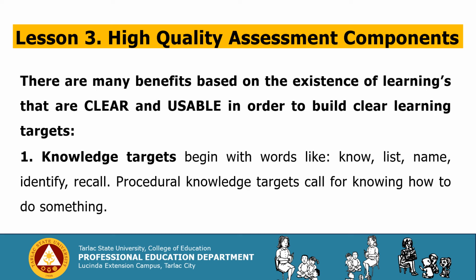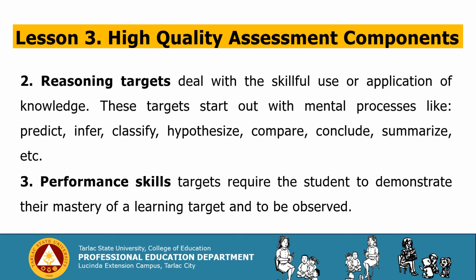They begin with words like know, list, name, identify, recall. Procedural knowledge targets call for knowing how to do something. Number two is reasoning targets. They deal with the skillful use or application of knowledge. These targets start out with mental processes like predict, infer, classify, hypothesize, compare, conclude, summarize, etc.